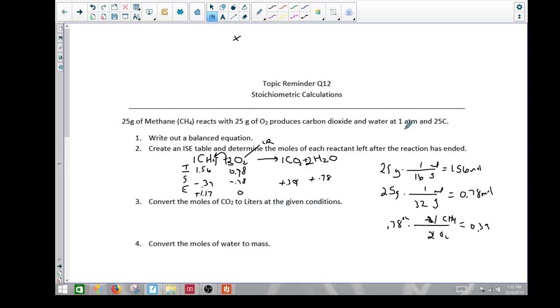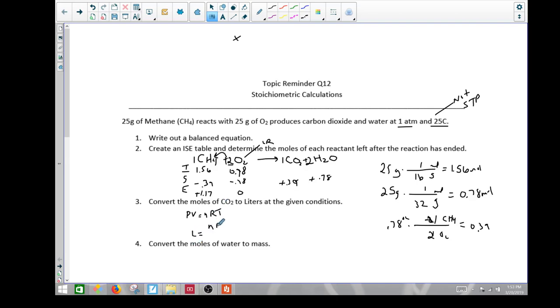Now convert the moles of carbon dioxide to liters at the given conditions. Okay, it's 1 atmosphere, 25 degrees Celsius. So this is not at STP. You cannot use the 22.4. You have to use PV equals nRT, and I want to solve for liters.